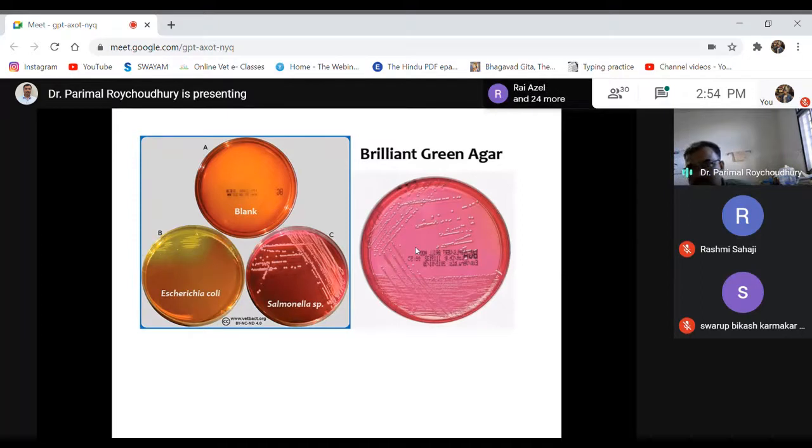So this is an indicator media, or a differential media, which can differentiate acid production and alkali production. Salmonella typically produces this kind of dark pink discoloration of the media. So obviously it will help us in identification. Suppose you inoculate some stool sample into this media and you notice pinkish discoloration, then we can suspect the presence of salmonella.